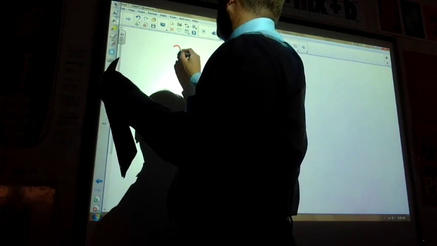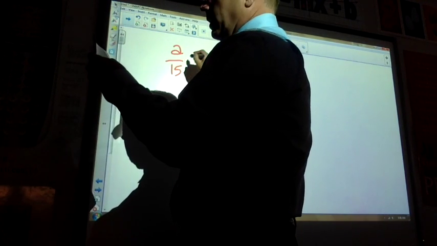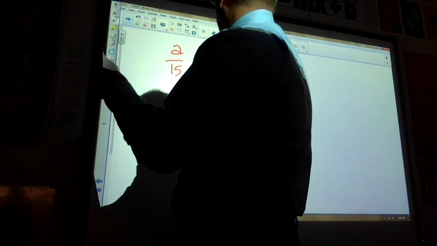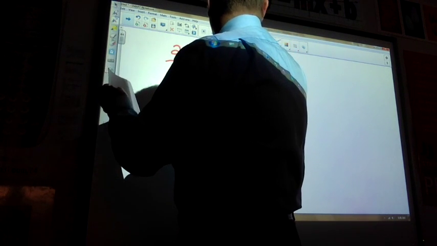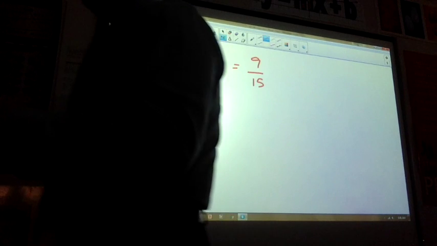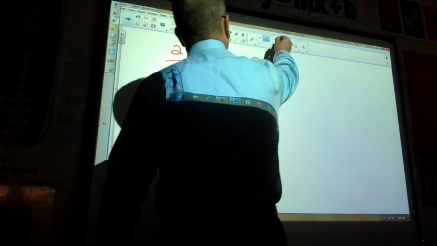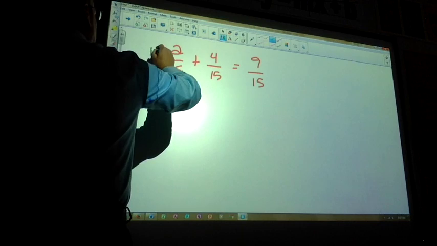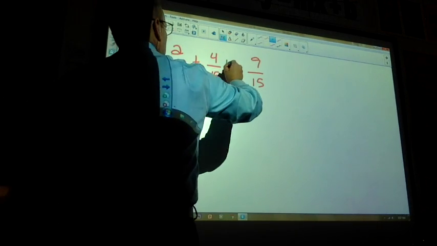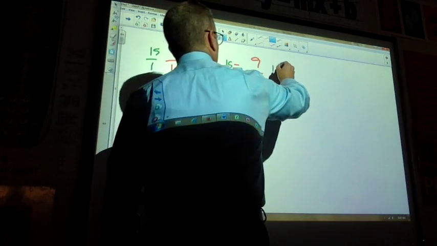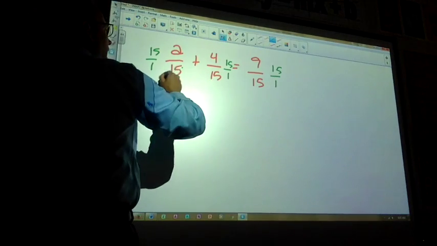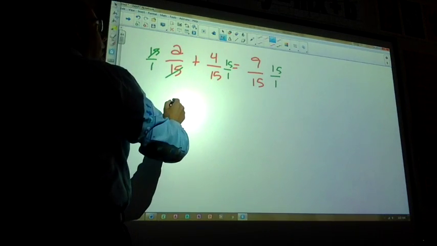I am doing it anyhow. A over 15 plus 4 over 15 is equal to 9 over 15. Now, this one's not horrible because my denominator on all 3 terms is 15. So that means I should multiply each and every fraction by 15 over 1. And 15 over 1 is the same thing as just 15, right? So that one reduces here.